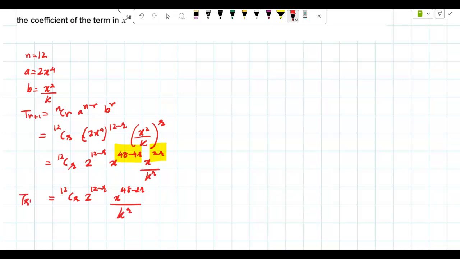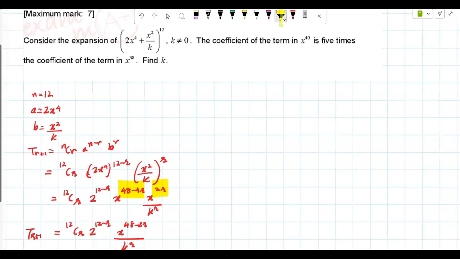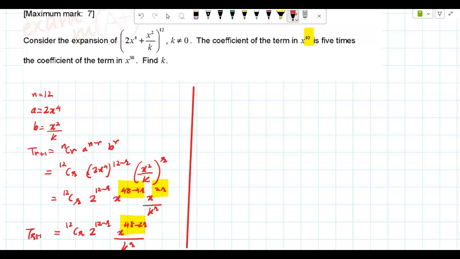So this is mine. Now what you need to do is, you want the power of x first to be 40. So can you check this? I'm doing it. You can check with this. You want it first to be 40. So 48 minus 2r is equal to 40. So r is equal to 4 you will get. Correct? Did you get r as 4?